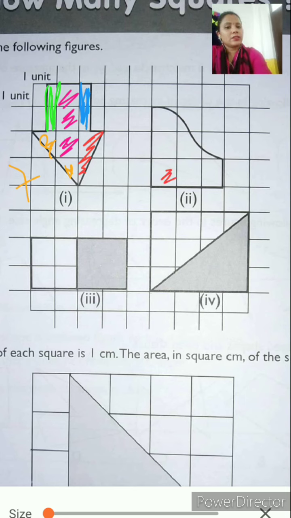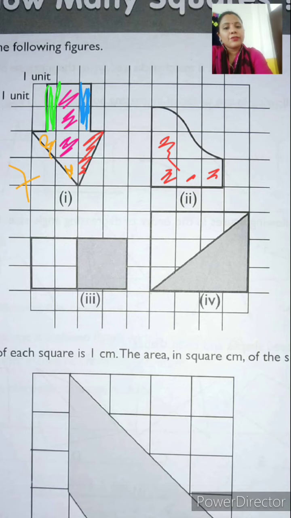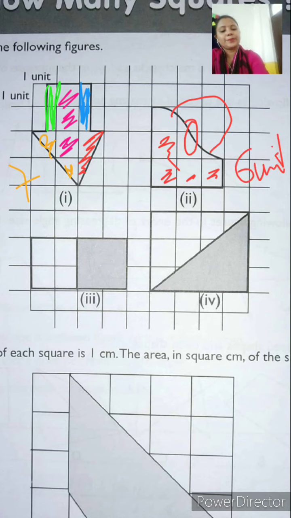1 unit, 2 units, 3 units, 4 units, 5 units and 6 units. So here the answer is 6 units. Now just check it for the third question.